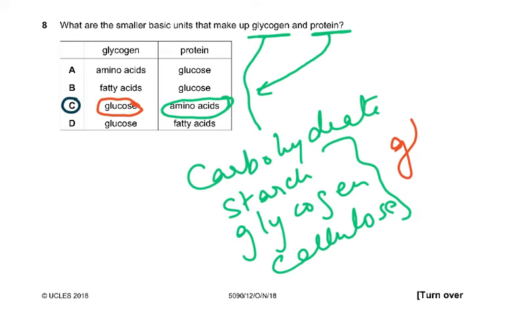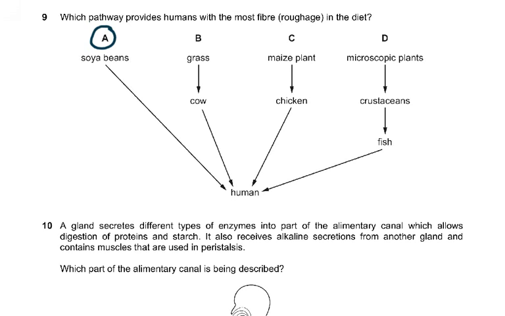They are all made up of glucose units. So nobody should be confused about this in any way. Let's look at question number 9. Which pathway provides humans with the most fiber in their diet?